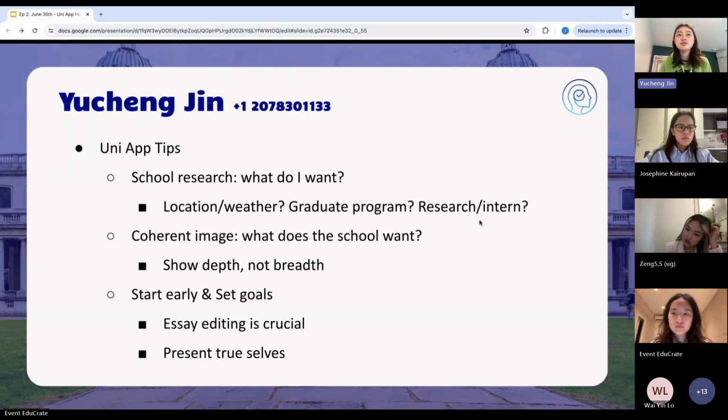And I do encourage that you do thorough school research and not just look at the ranking. And then as for yourself, you should also try to present a coherent image to the admissions office. One thing that I definitely learned from my uni app is to show depth, not breadth. Definitely you can find yourself in a lot of activities, but present the ones that can form a coherent image, so that the admissions officers would know what kind of person you are by just looking at your application materials.